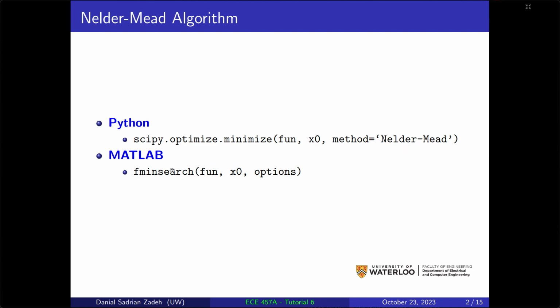And for Matlab, you only use the fminsearch function. The inputs are the function to be optimized, and the starting point from which the algorithm attempts to find a local minimum of this function. And we have a set of options that you can use to inspect the optimization process, such as the number of iterations or plots. So that's for the Nelder-Mead algorithm.